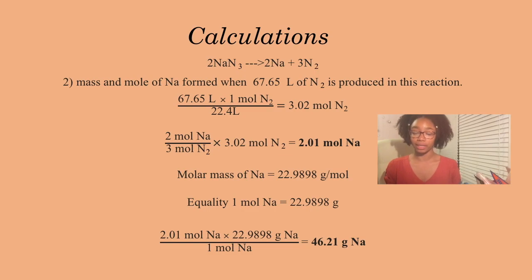Then we need to find the molar mass of sodium, which would be 22.9898 grams per mole. The equality would be the same. And finally, what you would do is take 2.01 moles of sodium, multiply that by the molar mass of sodium, then divide that by 1 mole of sodium to get you 46.21 grams of sodium.